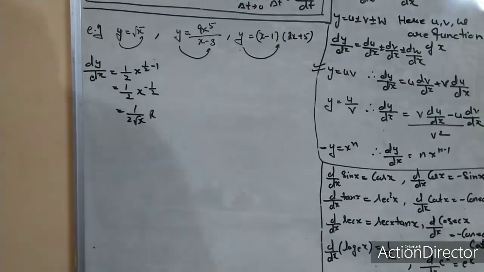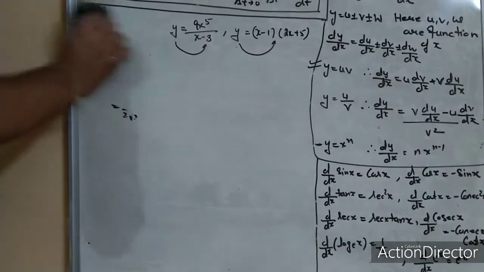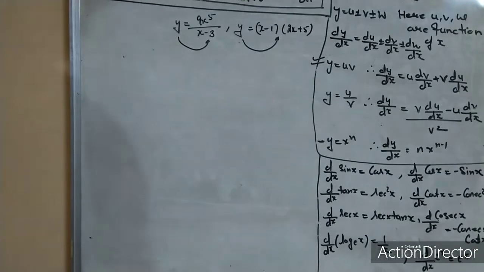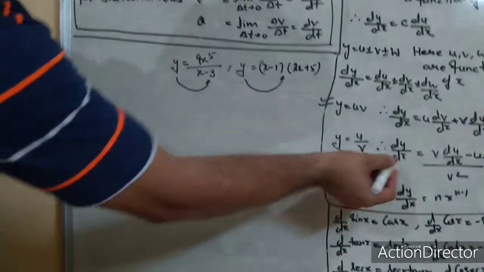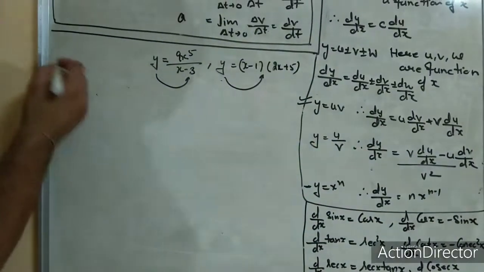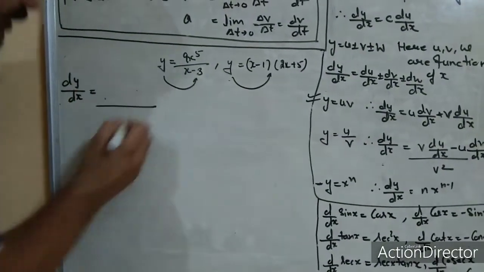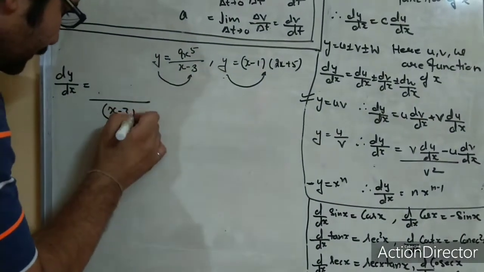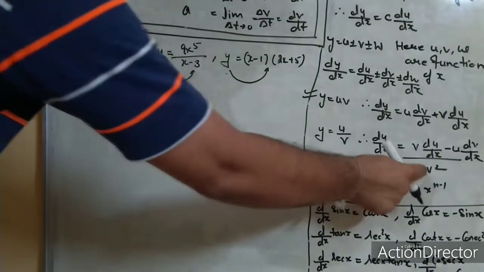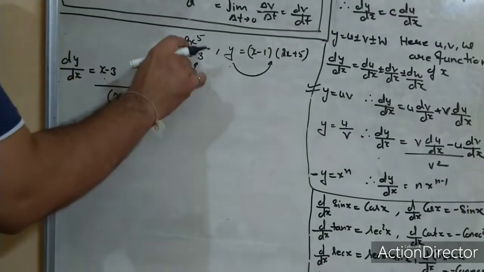Second question. Now this is u by v. If this format is used here, then differentiation, dy upon dx, will be the square of the denominator, x minus 3 whole square. We take u outside, meaning this x minus 3, and differentiate this.